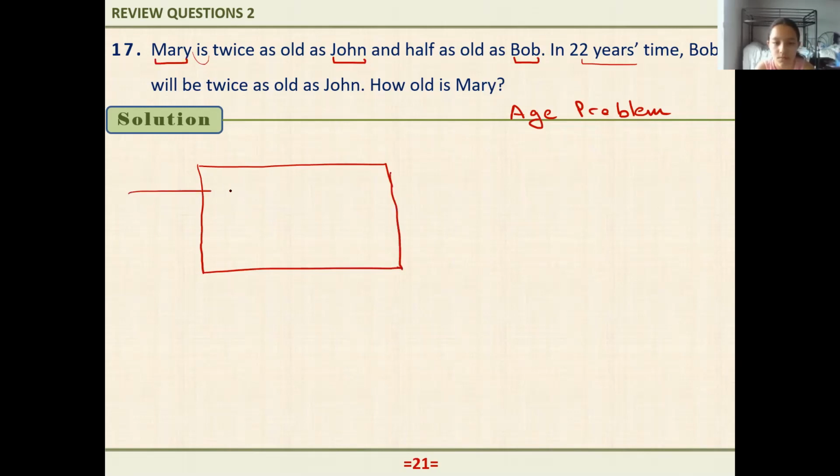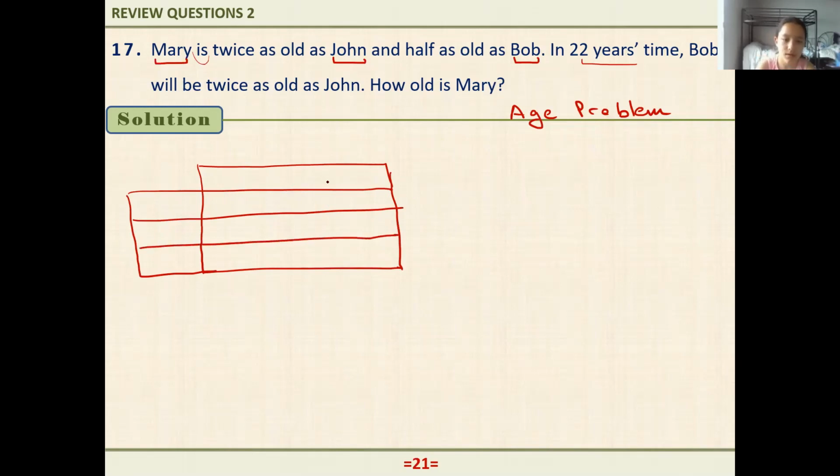Okay, that is the first thing. All right, the first guy and the second guy. Okay, and now and the future. Now or present and the future. All right, now we are going to write here. We are talking about Mary here. Let's say Mary. And John, here we have John. And Bob, here we have Bob.